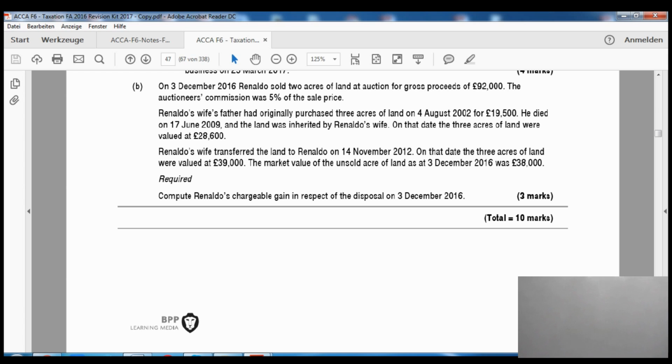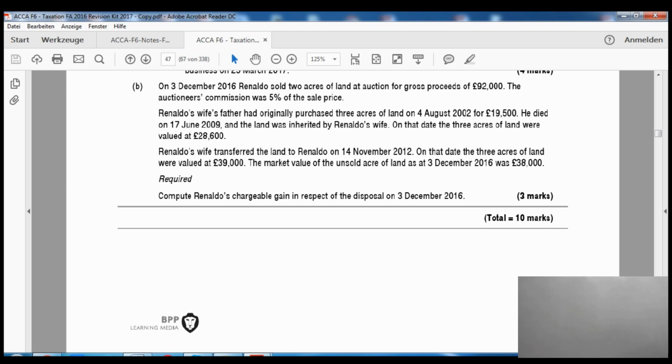Ronaldo's wife's father had originally purchased 3 acres of land on 4th of August 2002 for £19,500. He died on 17th of June 2009 and the land was inherited by Ronaldo's wife. On that date, 3 acres of land were valued at £28,600. Ronaldo's wife transferred the land to Ronaldo on 14th of November 2012. On that date, 3 acres of land were valued at £39,000. The market value of unsold land as at 3rd December 2016 was £38,000.